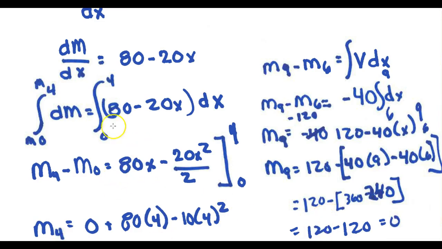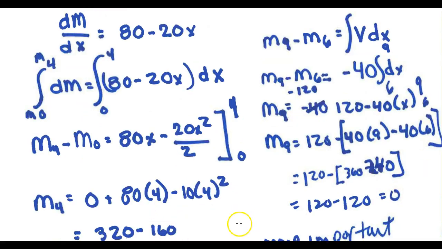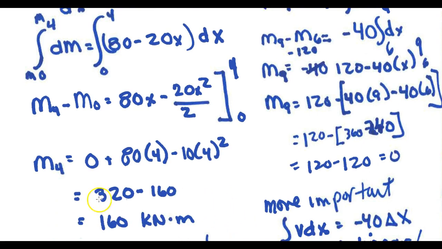Going back to the first 4 meters, I integrate dM, and I get M at 4 minus M at 0. I integrate the other side, 80x minus 20x squared over 2, which of course is just 10x squared, evaluated from 0 to 4. Plugging in my 4's, because the zeros go to 0, I get 160 kilonewton meters. So my maximum moment on this beam occurs at 4 meters, which I determined semi-graphically, and I plugged in the numbers to get the maximum.